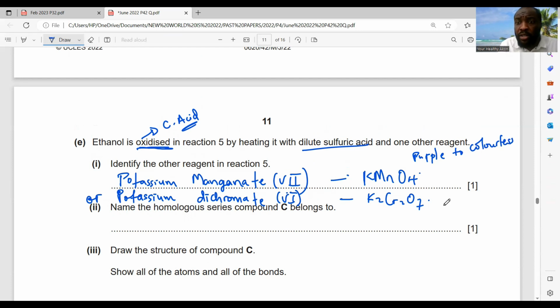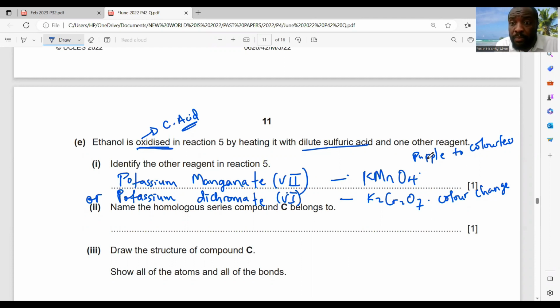Right? Now, I want you also to go to your comment box and write me the color change here. So if we were to use potassium dichromate 6, what would be the color change? Please go to your comment box and tell us the color change. If possible, tell us what changed from what to what. Okay? What changed to what, in other words?